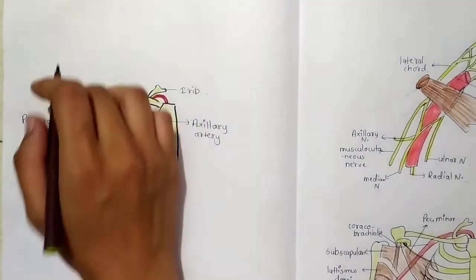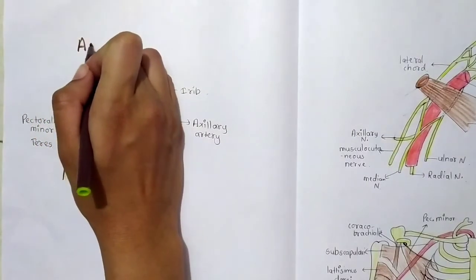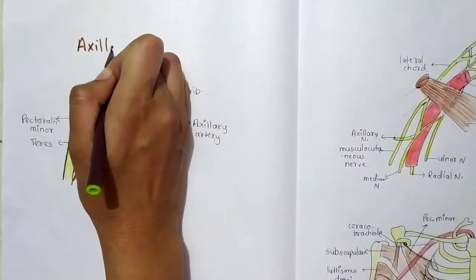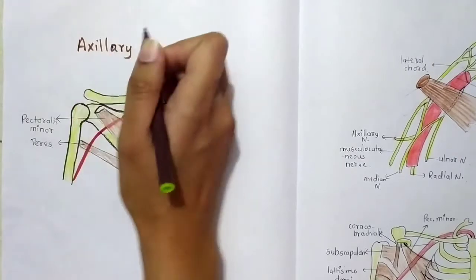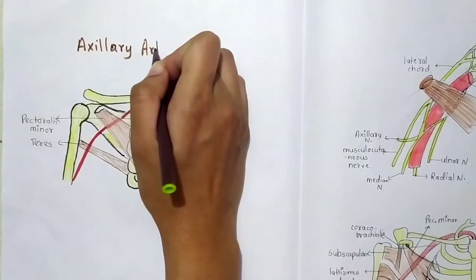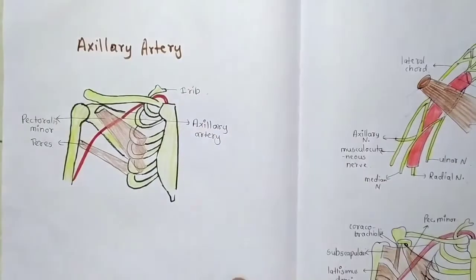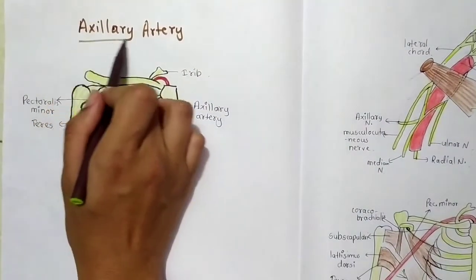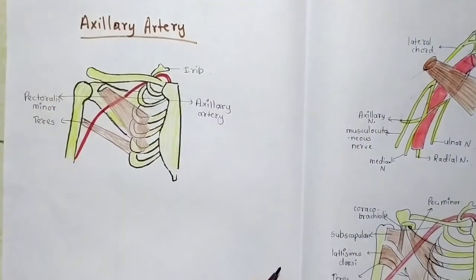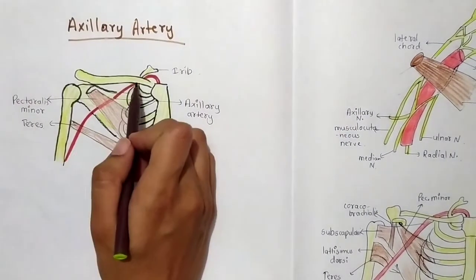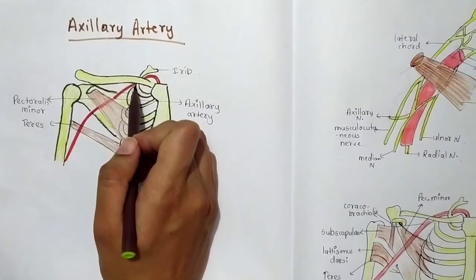In the last video we talked about the subclavian artery. Now we will talk about the axillary artery. This axillary artery is the continuation of the subclavian artery from the outer border of the first rib.